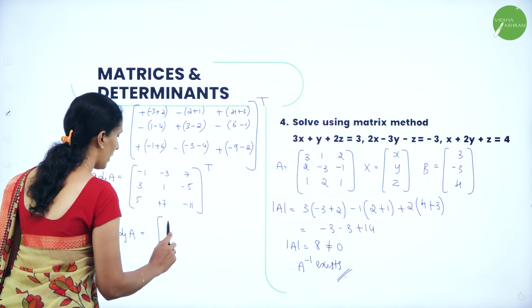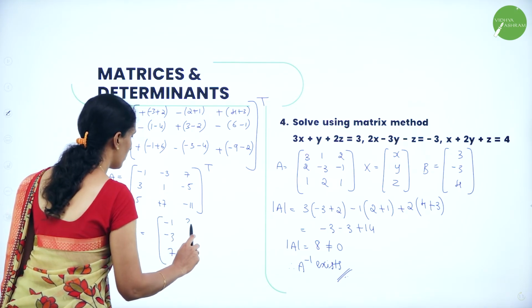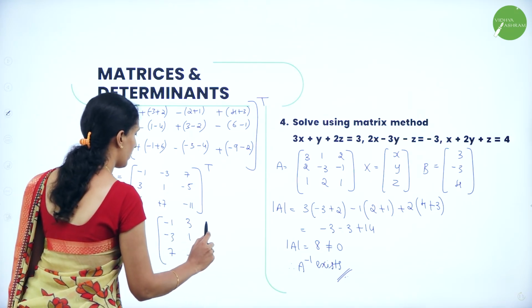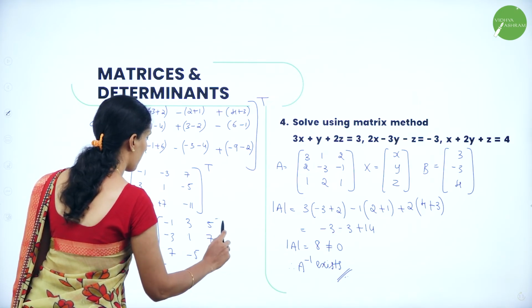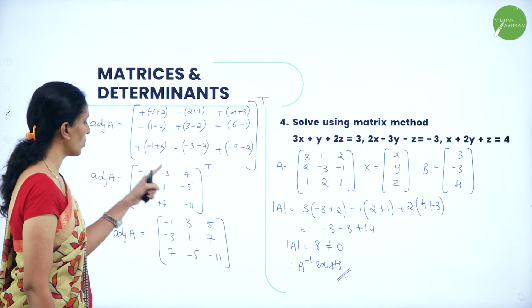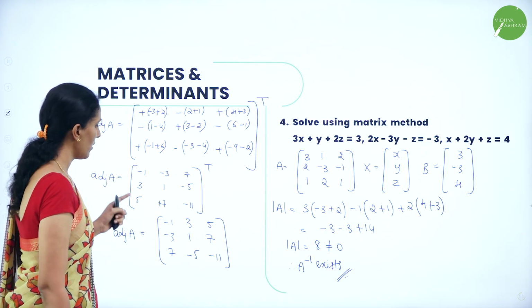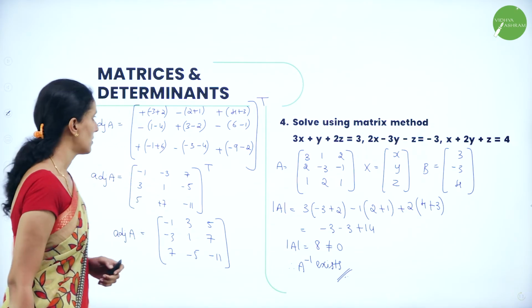So adjoint of A is minus 1, minus 3, 7. Next we have 3, 1, minus 5. Next we have 5, 7, minus 11. So this is the adjoint of A, writing rows into columns. So minus 1, minus 3, 7, 3, 1, minus 5, 5, 7, minus 11. Now let's write A inverse.